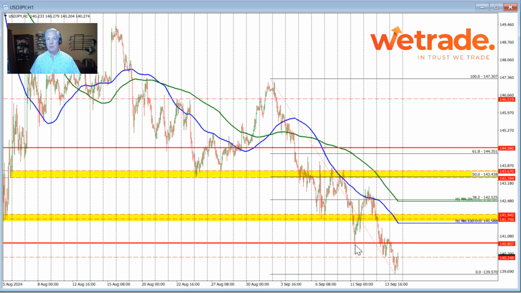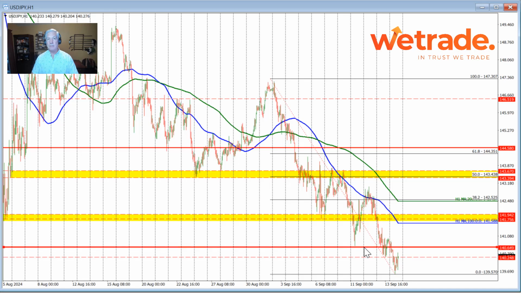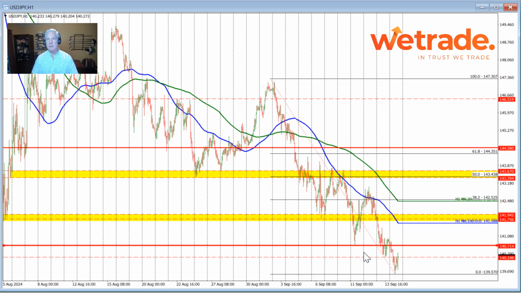But this low right here at 140.70 would be a target to get to and through. I'll put this down to that level right here. Get above that level, then look toward the 100-hour moving average at 141.58, which is still something to aspire toward.